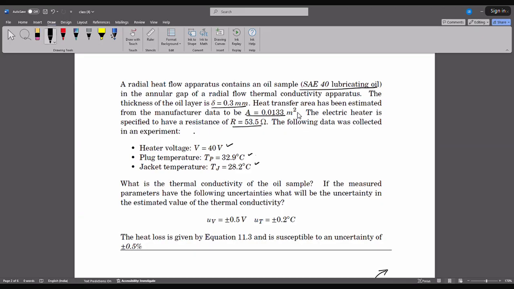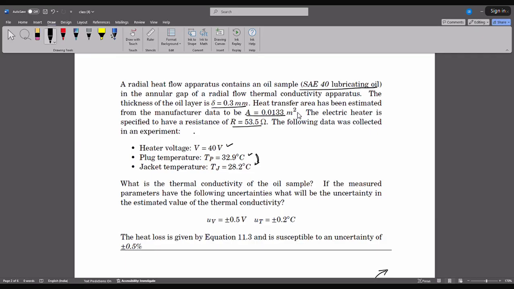That is, both these basically indicate the temperature jump across the sample. One side of the sample has this temperature, another side has this temperature. So what is the thermal conductivity of the sample, it is asking.